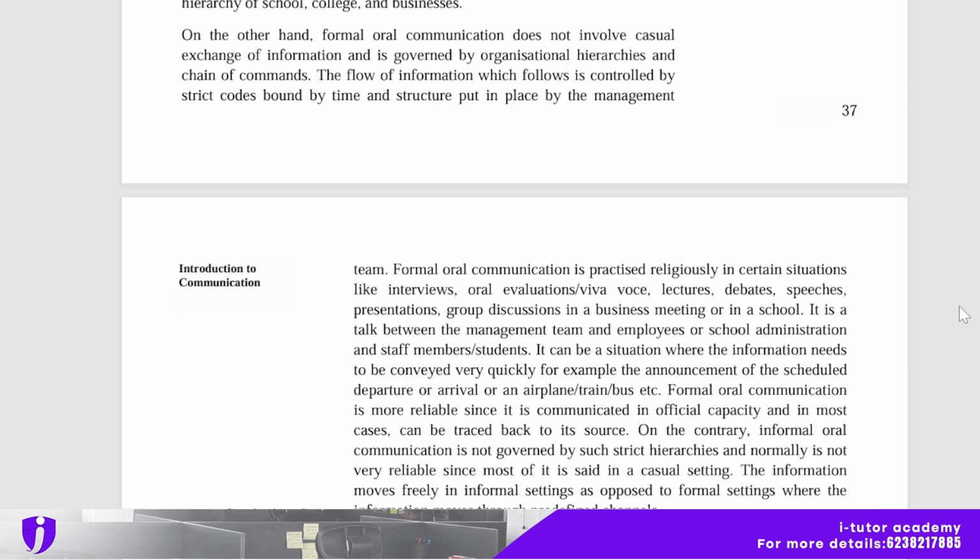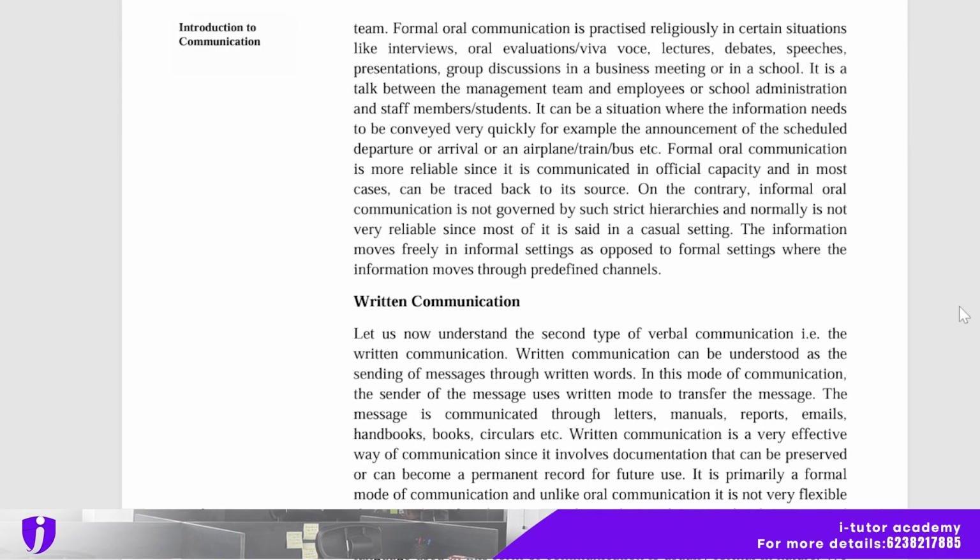On the other hand, formal oral communication does not involve casual exchange of information and is governed by organizational hierarchies and chains of command. The flow of information which follows is controlled by strict codes, bound by time and structure put in place by the management team. Formal oral communication is practiced religiously in certain situations like interviews, oral evaluation, viva voce, lectures, debates, speeches, presentations, and group discussions in a business meeting or in a school.